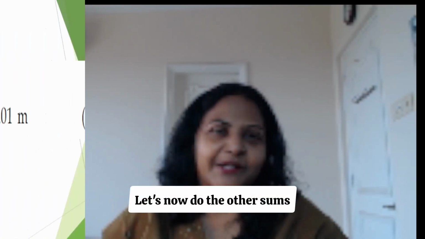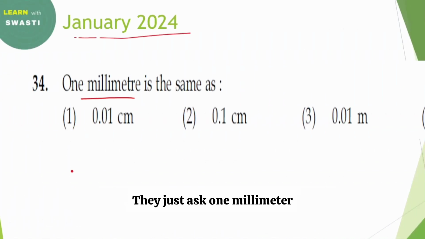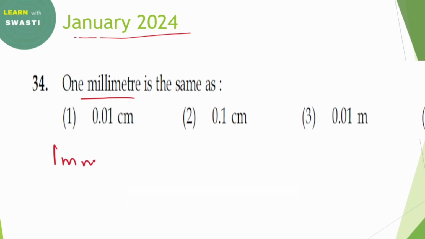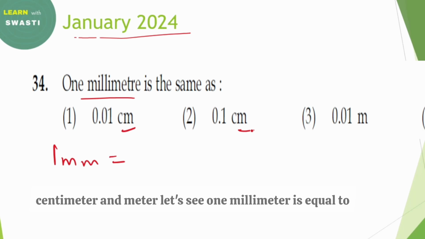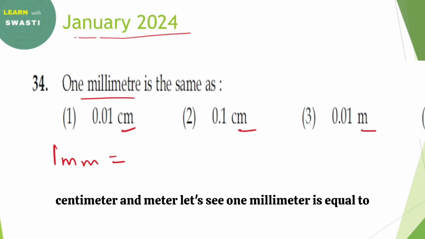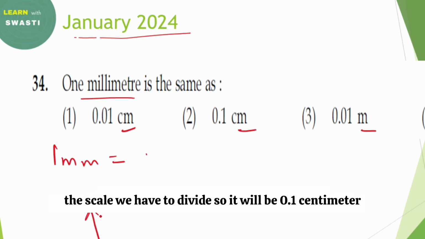Let's now do the other sums. So the January 2024 sum is very, very simple. They just ask 1 millimeter is equal to what? Since the answers have been given in centimeter and meter, let's see 1 millimeter is equal to what in centimeters and meters. Convert it to centimeter. We are going up the scale, we have to divide. So it will be 0.1 centimeter.